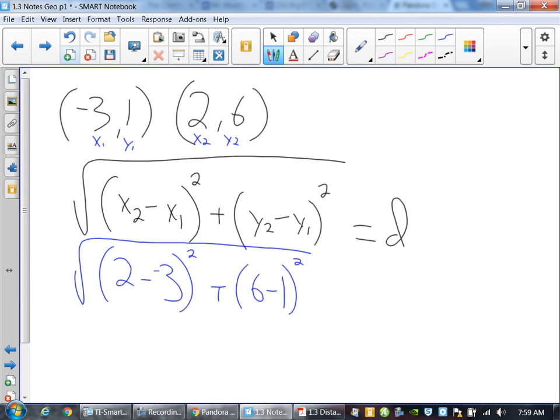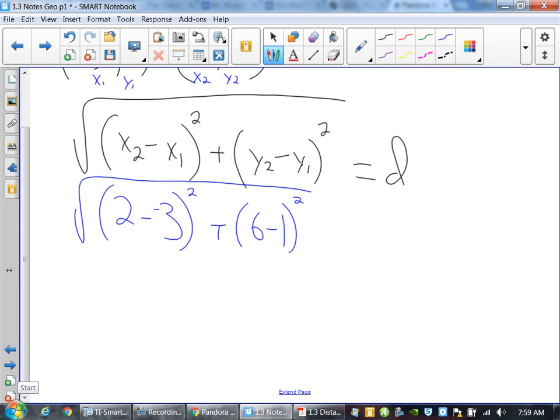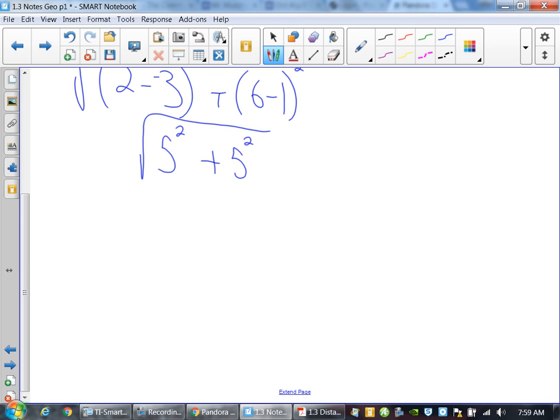Now, the first few times that you do these, I want you guys to take your time. Do not try to put this whole thing in your calculator. You're going to screw up. All right? Break it into small chunks. Put in your calculator 2 minus -3. You get 5. 6 minus 1. You get 5. Take the extra 2 seconds to rewrite it down. You get the square root of 25 plus 25, which is the square root of 50, which is 5 root 2.